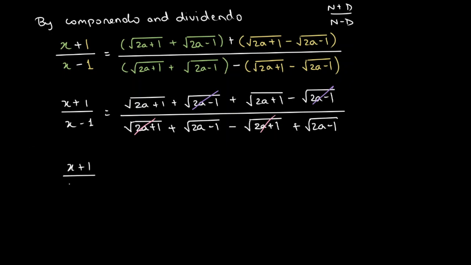Okay, so further, on my left hand side, I still have x plus 1 upon x minus 1. Nothing's changed there. Here in the numerator, square root of 2a plus 1 and square root of 2a plus 1, so that is 2 times square root of 2a plus 1, divided by square root of 2a minus 1 plus square root of 2a minus 1, so 2 times square root of 2a minus 1. Once again, we have terms which get cancelled, so let's do that. So 2 here in the numerator and 2 in the denominator get cancelled.